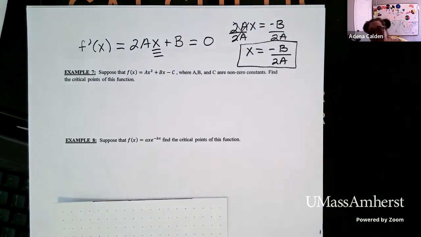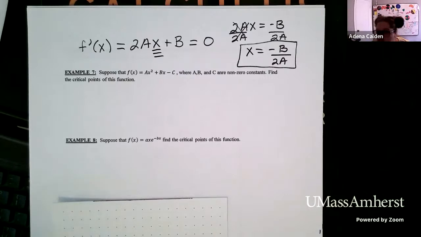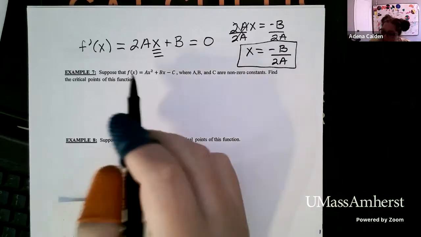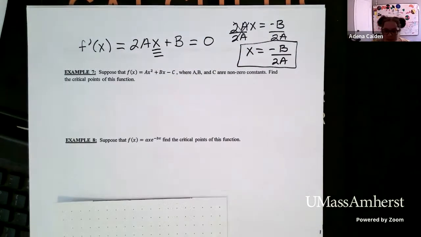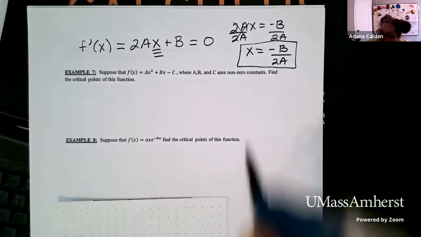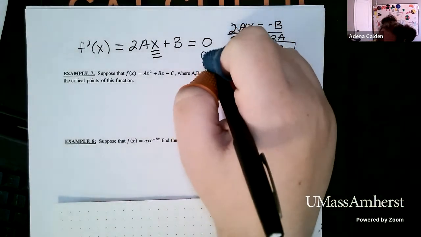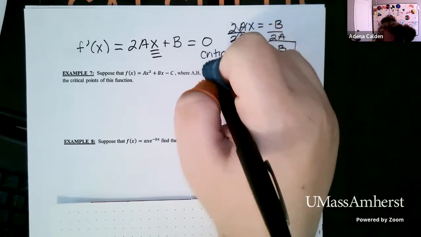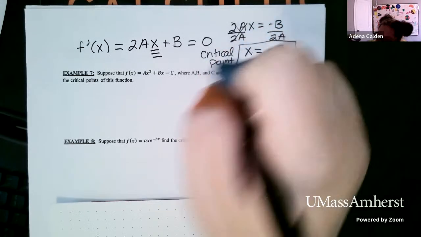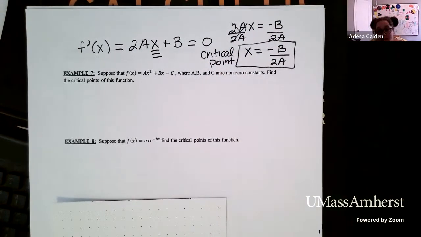So we are able to successfully solve for this critical point, even though we don't have the values for a, b, and c. We're able to solve for it in a more generalized way. So this is how we represent the critical point. Okay, so again, x equals negative b over 2a.